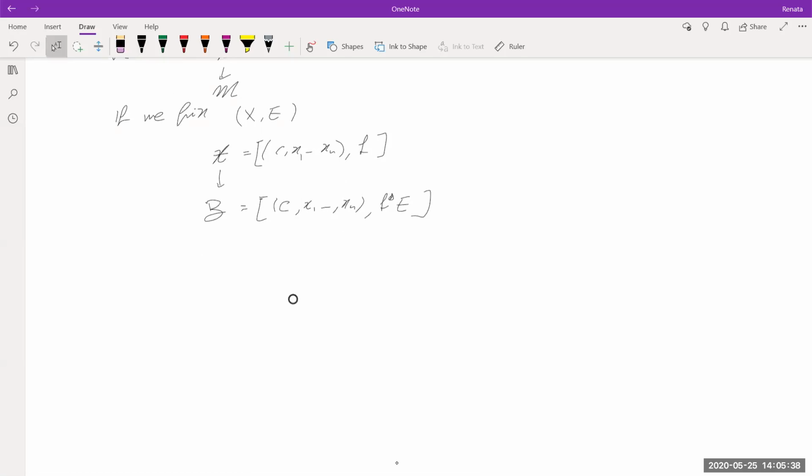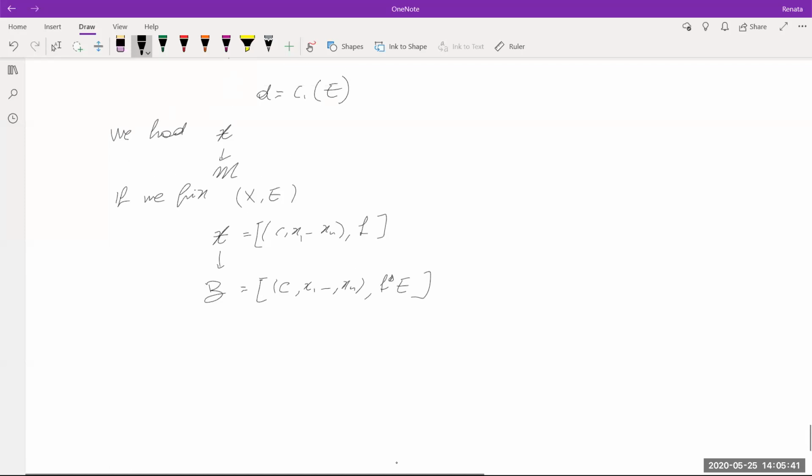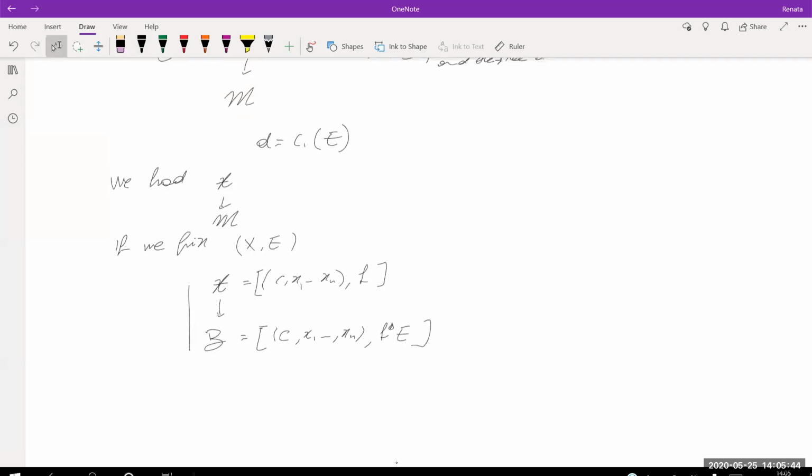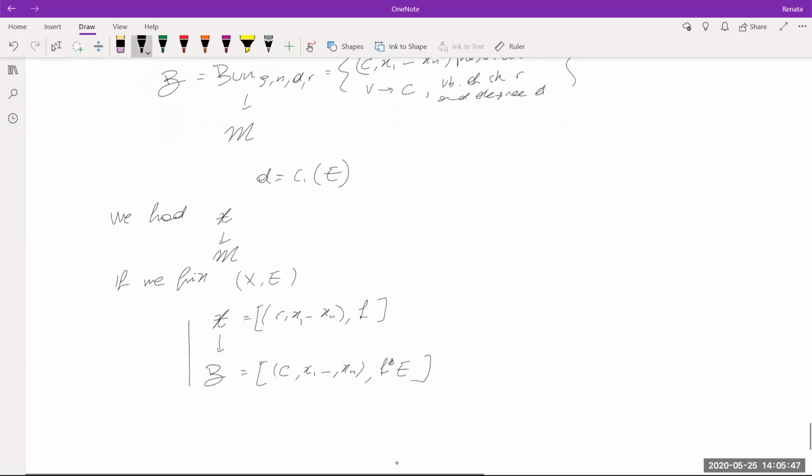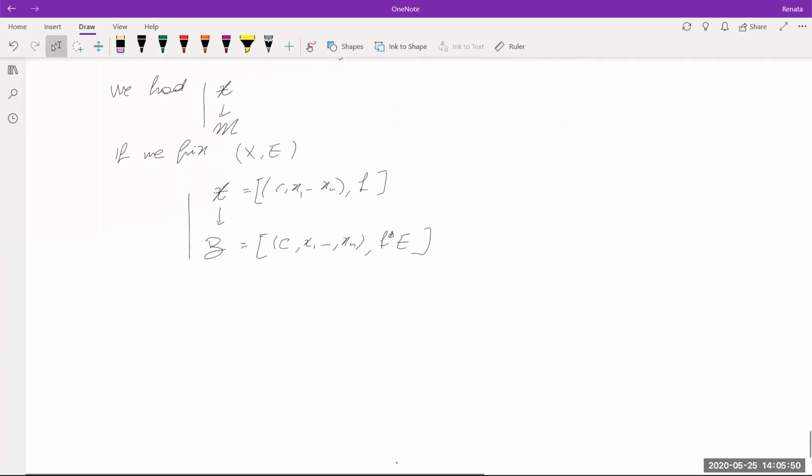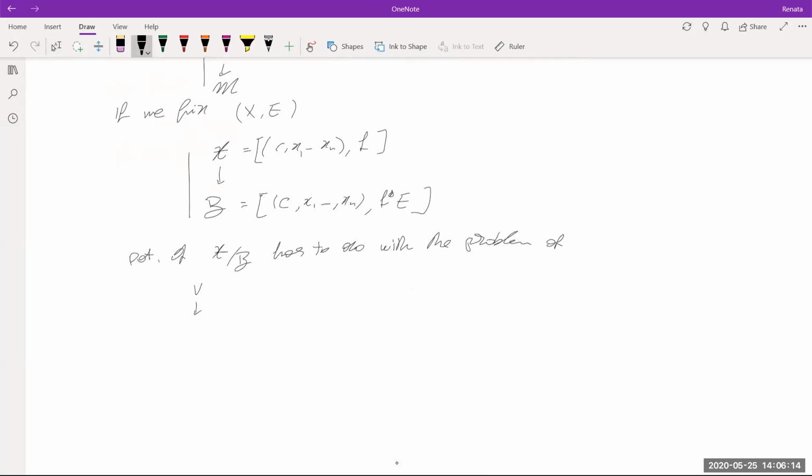And to work relative to this, we need to figure out what the perfect obstruction theory of this morphism should be, in a way that agrees with the perfect obstruction theory of this morphism. That's the one usually used to build the virtual fundamental class. So this perfect obstruction theory of X relative to B has to do with the problem of, well, fixing a vector bundle on my curve and fixing the vector bundle on X.